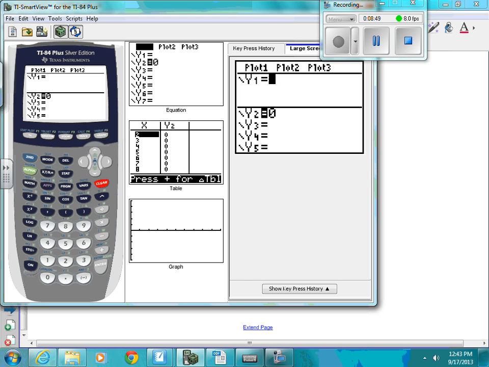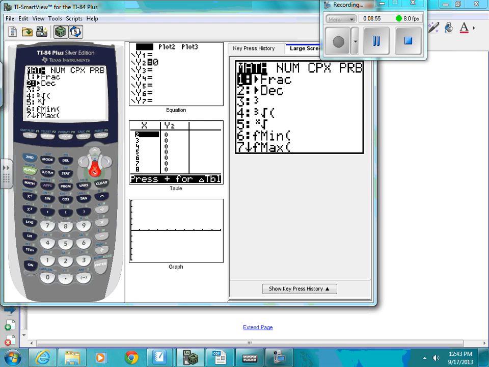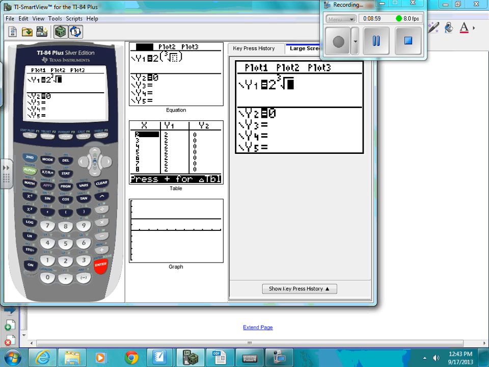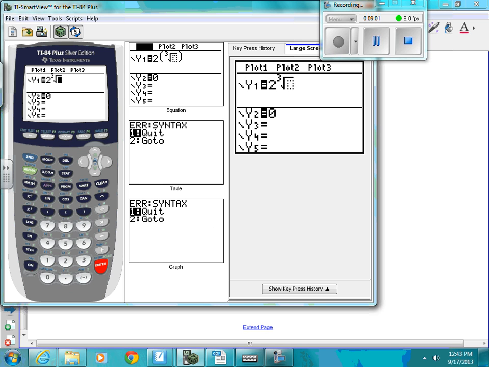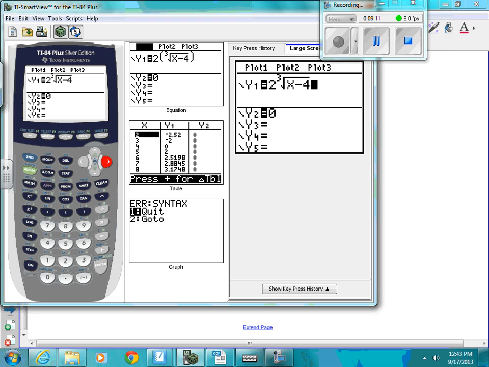But let's remember how we get cube roots. We get math, and number 4 is a cube root already. We can also do 5. You put 3 in first, and then we'll make it a cube root for you. Do any root you want. But 2 times x minus 4 inside. Now, when I want to get outside the root sign, arrow over, and then the last one plus 2, and we graph it.